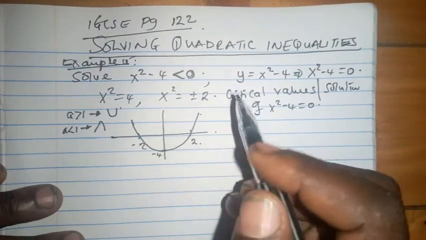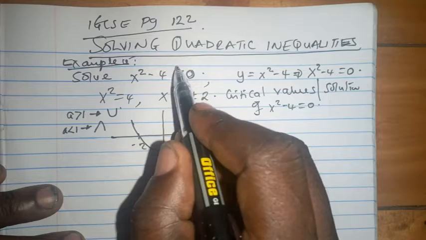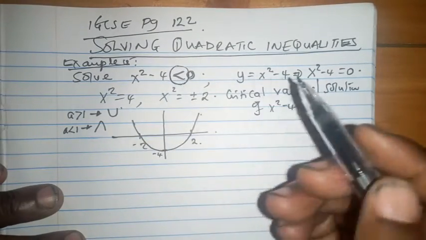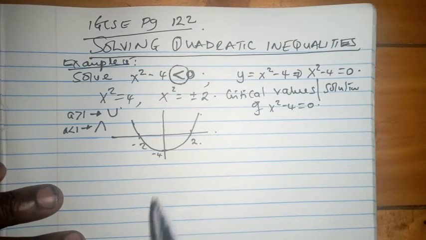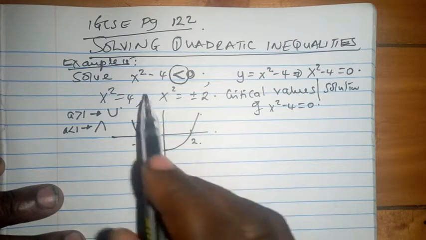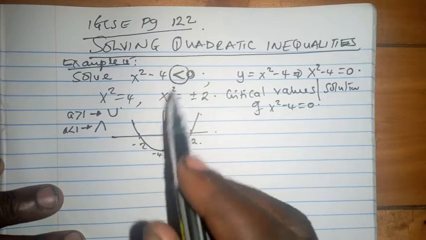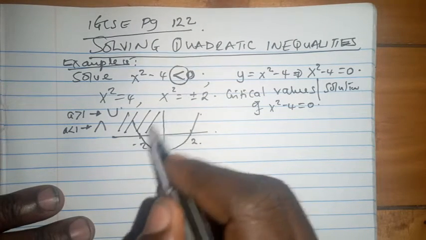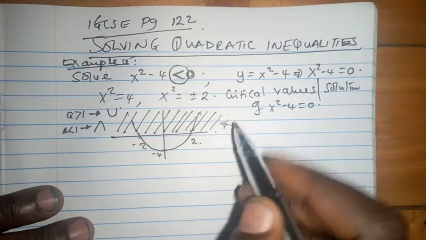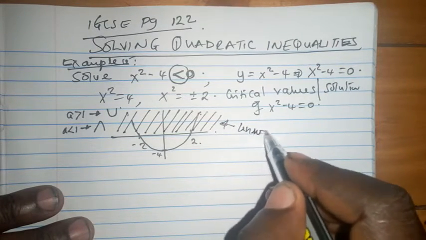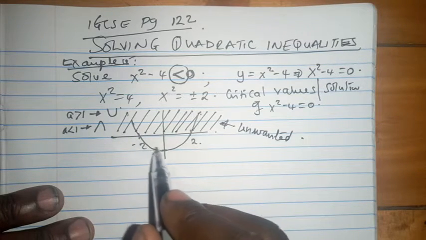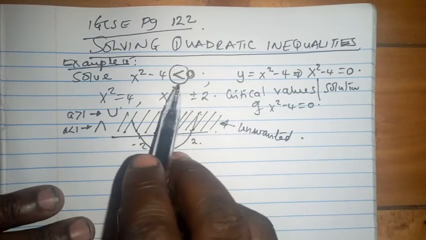But the moment we are now there, we must examine our original inequality. What was it saying? Less than 0. So anything that is less than 0 is the one which we expect, because x squared minus 4 is less than 0. So we can easily shade the region that is above 0, and we call this region unwanted. This is the unwanted region. And this is now the region that is making sense as far as this inequality is concerned.